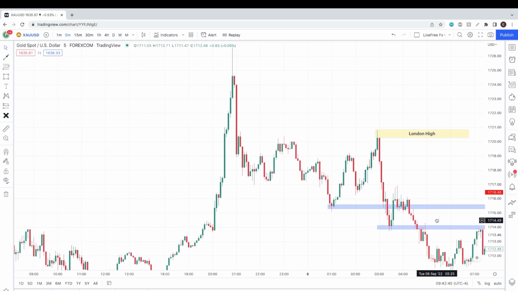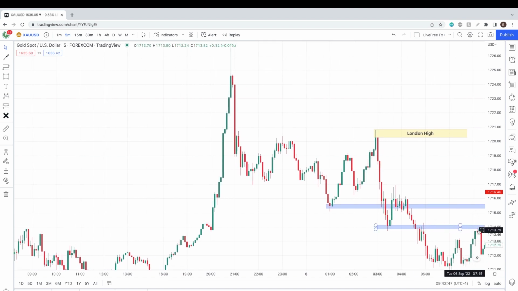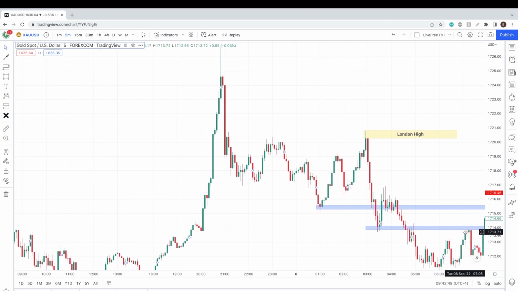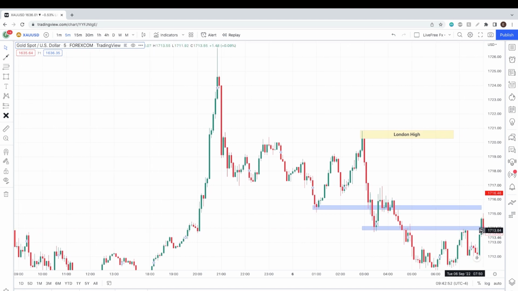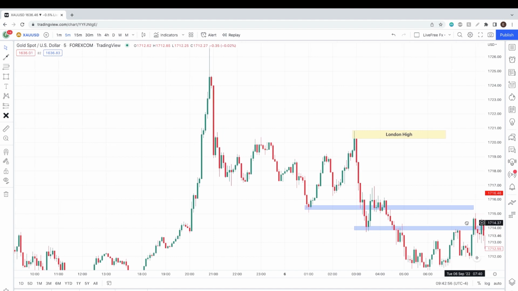Let's see how this plays out. So as we start to come into the market at about 7:30, we're taking a look to see how price is reacting at a key level. So at 7:50, we're seeing price really react at this level.